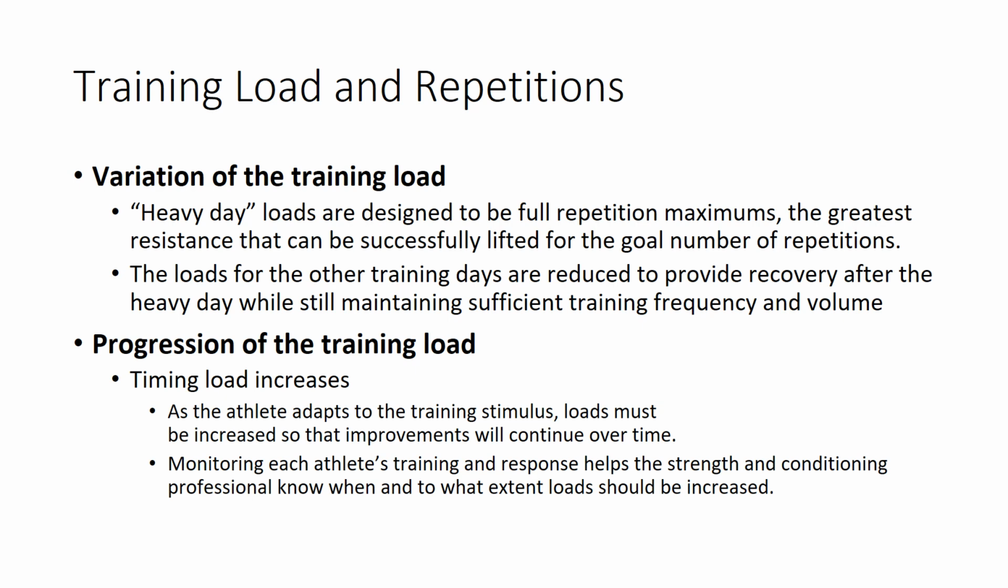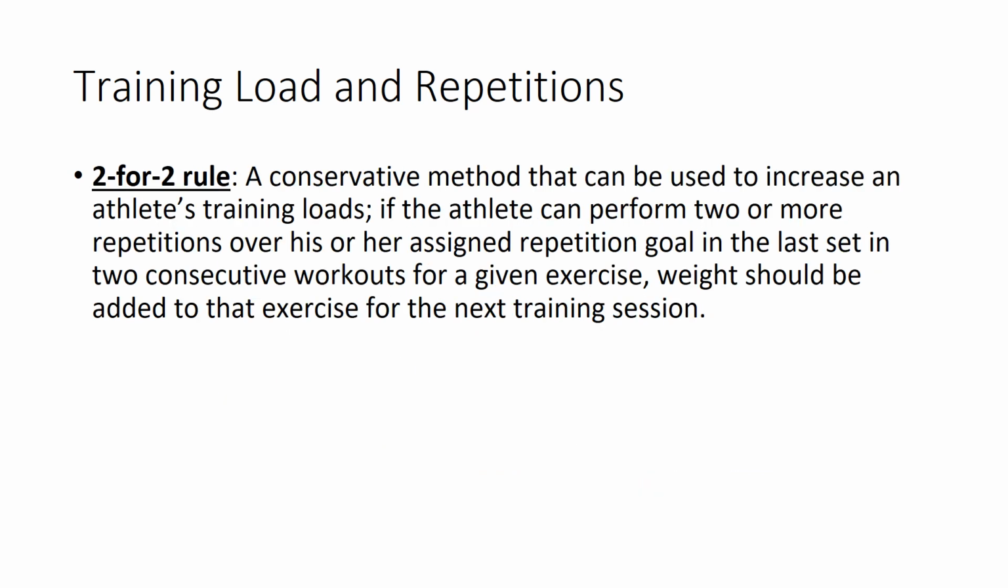So monitoring each athlete's training response helps the strength and conditioning professional know when and to what extent the load should be increased. With this timing of load increase, a conservative method that can be used to increase the athlete's training load is the 2-for-2 rule. If the athlete can perform 2 or more repetitions over the assigned repetition goal for a given exercise in the last 2 sets in 2 consecutive workouts, the weight should be added to that exercise for the next training session.